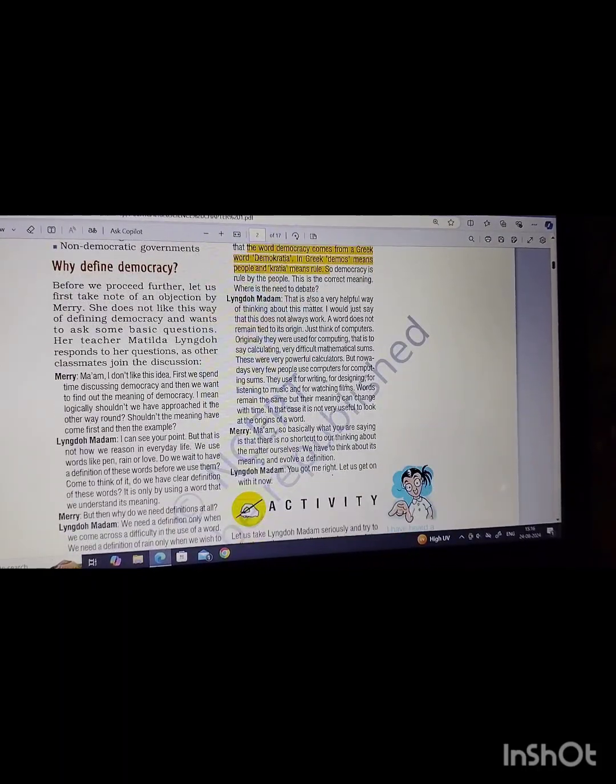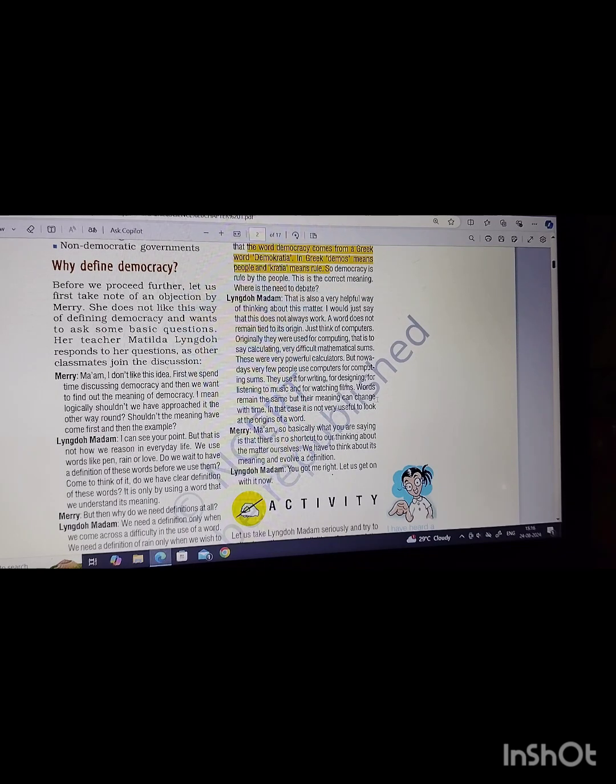Lindo madam, that is also a very helpful way of thinking about this matter. I would just say that this does not always work. A word does not remain tied to its origin. Just think of computers. Originally they were used for computing, that is to say, calculating very difficult mathematical sums. These were very powerful calculators, but nowadays very few people use computers for computing sums. They use them for writing, for designing, for listening to music, for watching films.